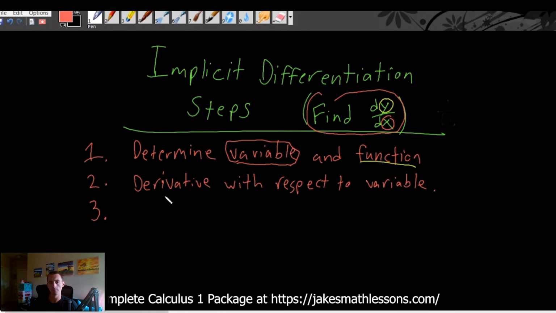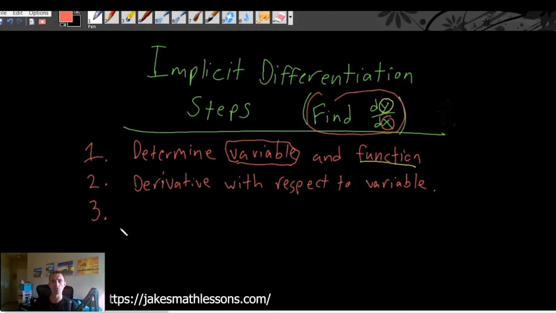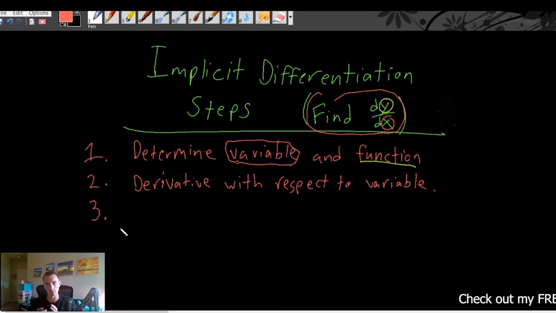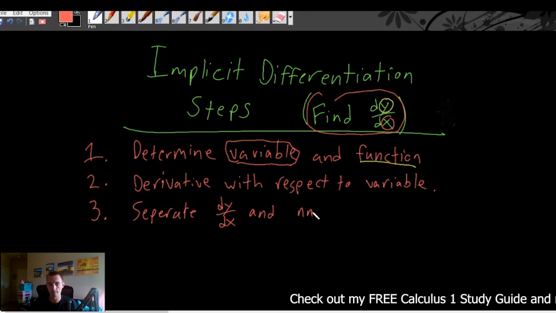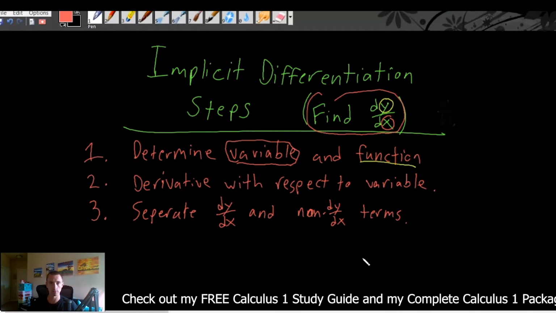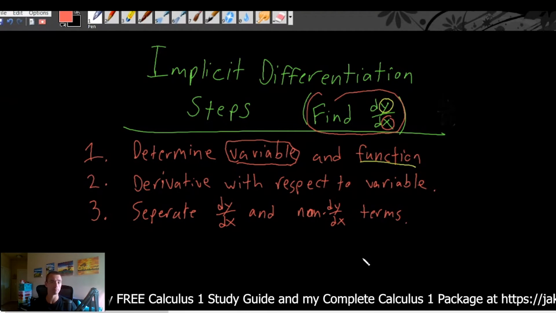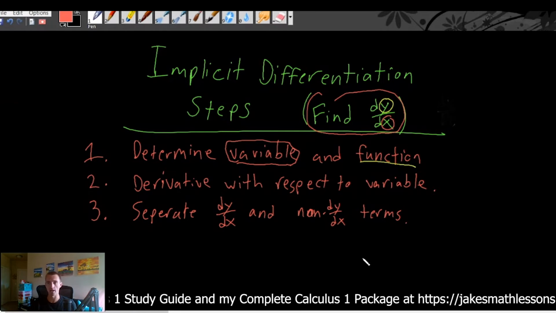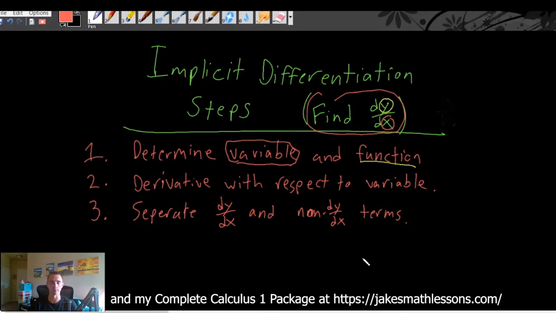Okay, so then once you've taken the derivative with respect to whatever your variable is, what you want to do is you want to move all of your terms that contain dy dx over to one side of your equation, and move all of your terms that do not include dy dx over to the other side. So basically separate your dy dx terms and your non-dy dx terms. Get them each separated on each side of the equation. Typically, what that's going to look like is just adding or subtracting terms that have dy dx over to the left side of your equation, for example, and then adding or subtracting any terms that don't have dy dx over to the right side of your equation.